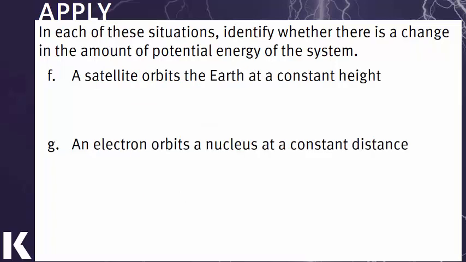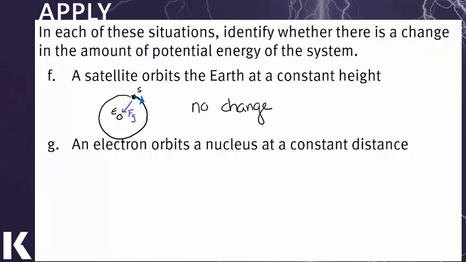Finally, let's take a look at some satellite and electron orbit. So here we have a satellite is orbiting the Earth at a constant height. So we got Earth, we got our satellite. Notice that the force will always be pointing inward, since gravitational forces are always attractive. But our motion is always perpendicular to that force. Because of that, there will be no change in potential energy since we have to have some sort of change in height. So no change for part F.